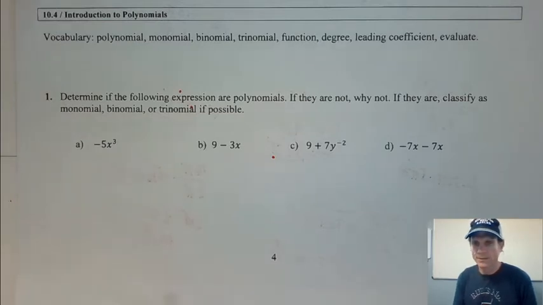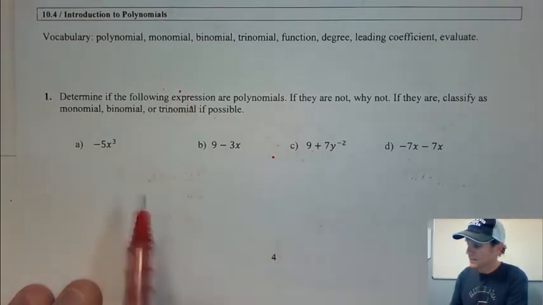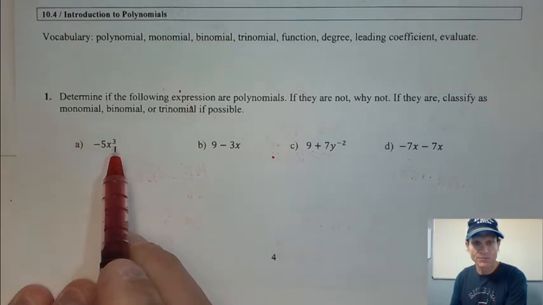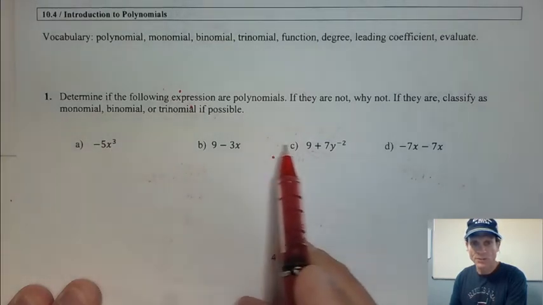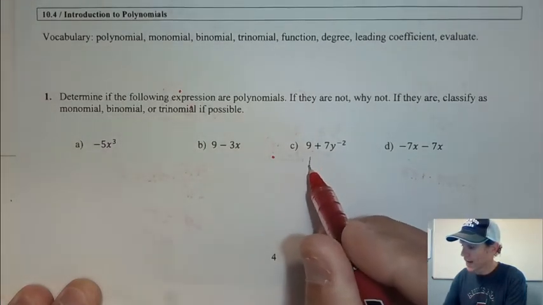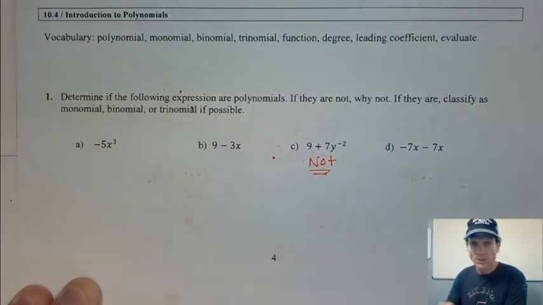What we're looking for, and I put another YouTube video up there that someone else had made, is positive integer exponents. The vocabulary gets a little complicated, but hopefully you'll start to realize that as you look through these, the only one that doesn't have a positive integer exponent is this one right here. And so this one is not going to be a polynomial. Okay, so I'm just going to quickly write not a polynomial by that one. But all these other ones are polynomials.